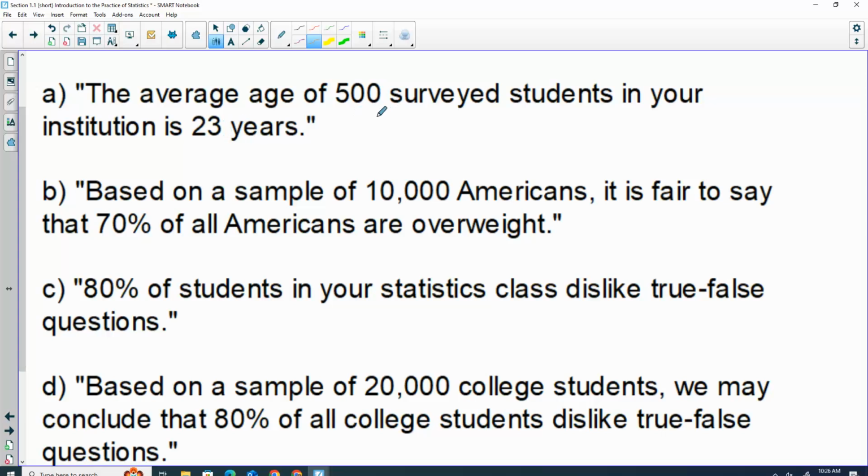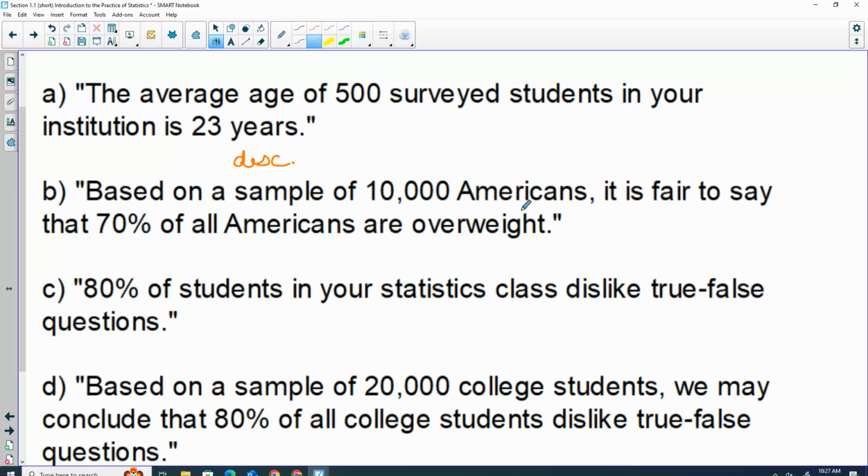The average age of 500 surveyed students in your institution is 23 years. Okay, did I talk to all of them? It didn't say otherwise, right? It didn't say I took a smaller group. So am I making some guess, or am I just telling you what I found? Telling us what we found, so that's descriptive. Okay, B.